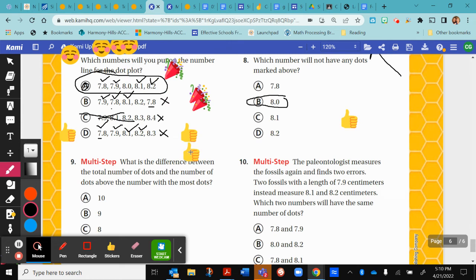Number 9, I'm going to have to move him out of the way. Get out.